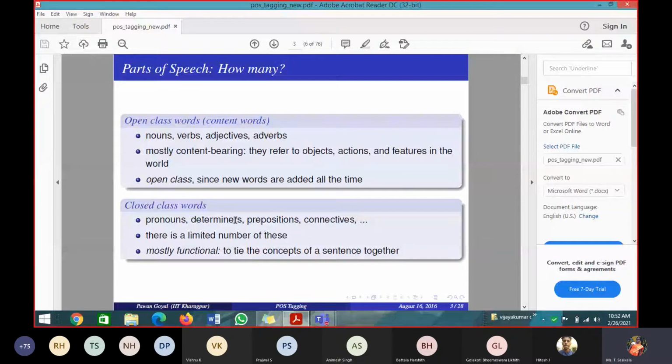Next one is the closed class words. Closed class words are also called functional words. As the name implies, closed, it is a fixed set of words. New words will not be added in there. It is mainly used to tie the concepts in the sentence together. If I have some words, using these closed class words I can tie them together to make a meaningful sentence.